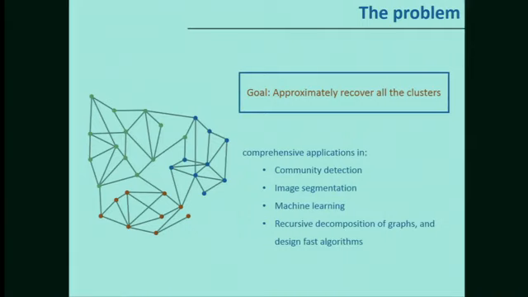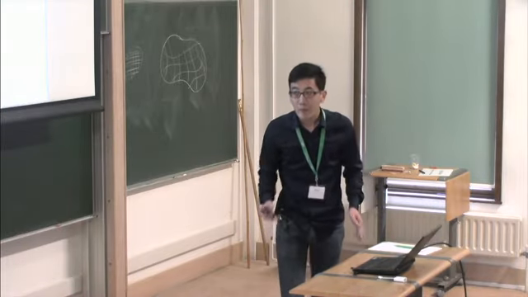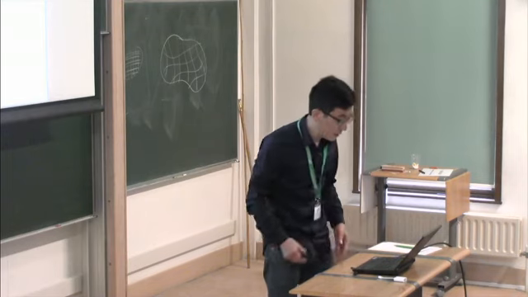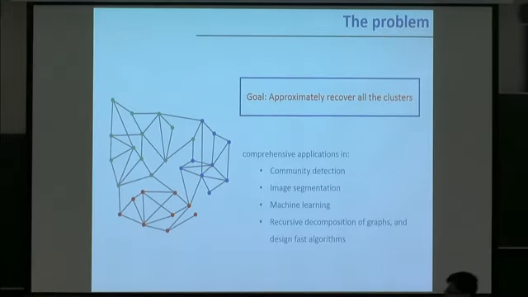So in this talk, we look at a very basic question. Assume that we have a large graph, and this graph consists of a few clusters, and vertices inside a cluster are highly connected. Only a few connections between different clusters. We want to approximately recover all the clusters. This problem appears in many areas in CS, like machine learning, image segmentation, and the analysis of social networks.